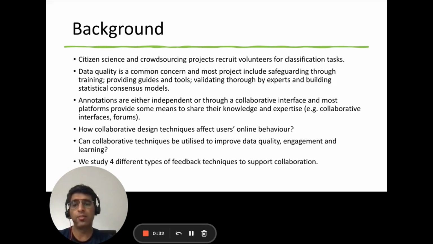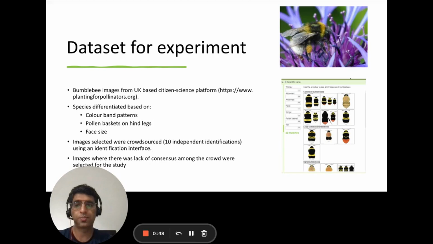However, there is limited understanding of how collaborative design affects users' behavior and whether these techniques can be used to improve data quality, engagement, and learning around the task. We study the design of interfaces that allow volunteers to collaborate on classification tasks.